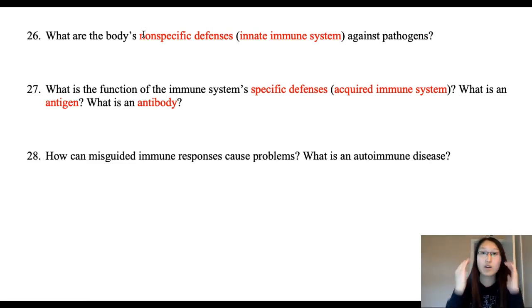So the skin is one of them, and then there's also the tears, for example. The tears also have digestive enzymes that can kill some of the pathogen. There is also the inflammatory response, which when you get sick, your body will attack that area. So let's say you have an infection right here, right? And then inflammatory response will make this area really red, and if you touch it, it's a little hot.